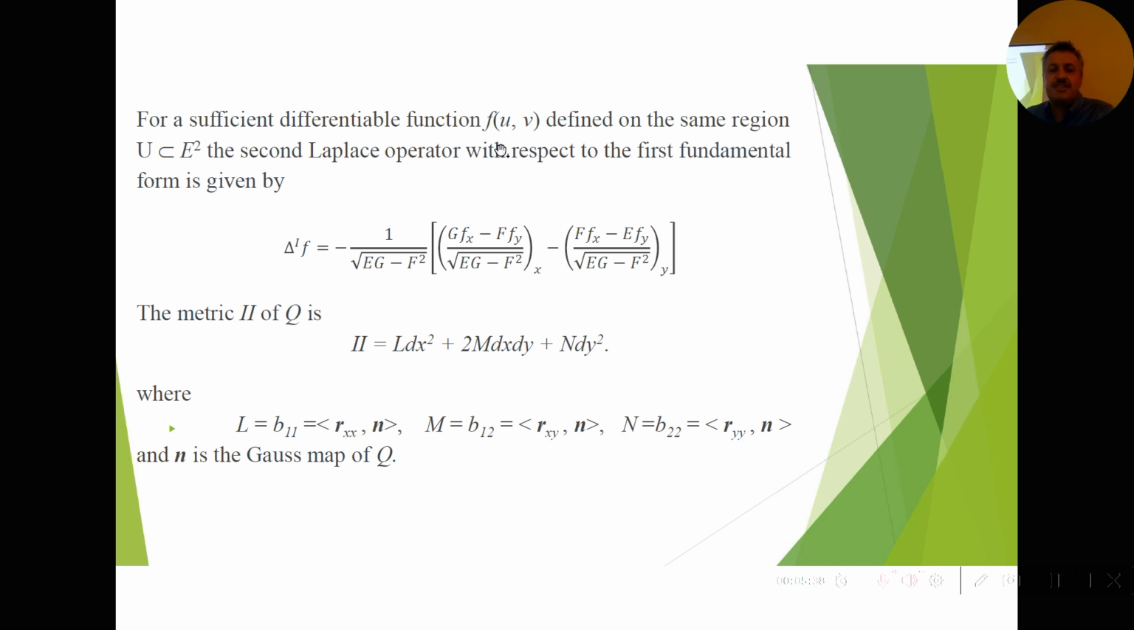For a sufficiently differentiable function f in U, the second Laplace operator with respect to the first fundamental form is given by this formula. Now, the second fundamental form of Q is given by this relation, where L, which is B11, is defined as follows, where Rxx denotes the second partial derivative with respect to x, and N, as I mentioned before, is the Gauss map. M is equal to this, and N we can find from this dot product.